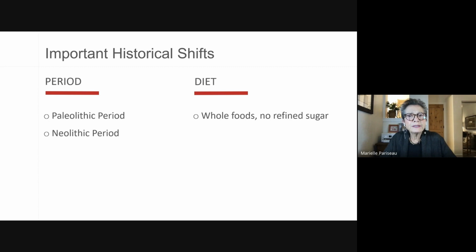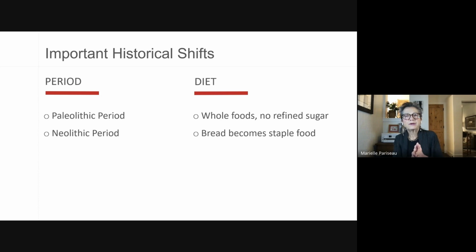Jumping forward to the Neolithic period, also known as the Agricultural Revolution, this is a time where our ancestors moved from being hunter-gatherers to becoming a society of agriculture. They settle down, they have fields, they grow grains, and they start making bread. Bread making becomes common, and bread becomes a staple food.